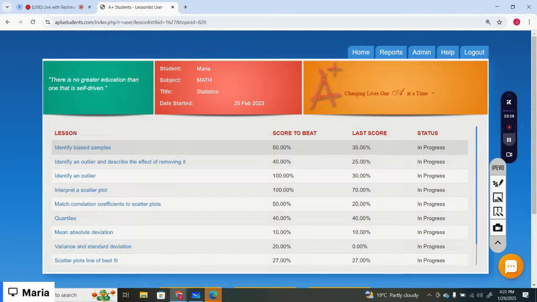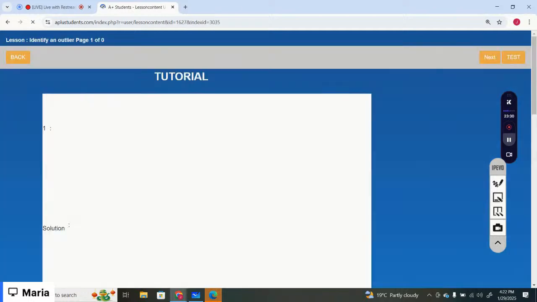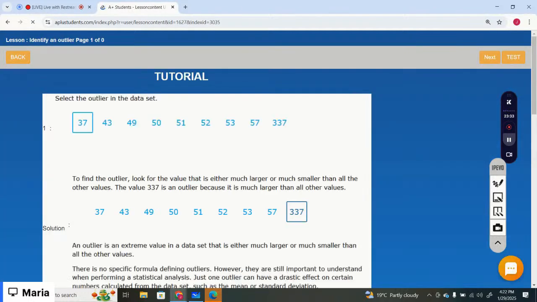The next lesson is identify an outlier. Let's just start with the lesson. So we have already learned what outliers are and how we identify them. Basically, outliers are the numbers that are either much larger or much smaller than all the other values.